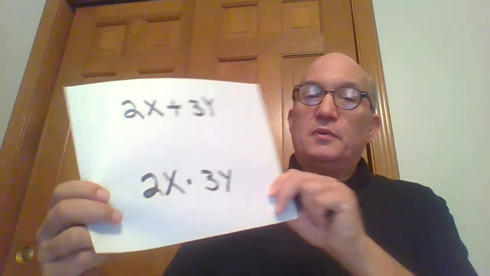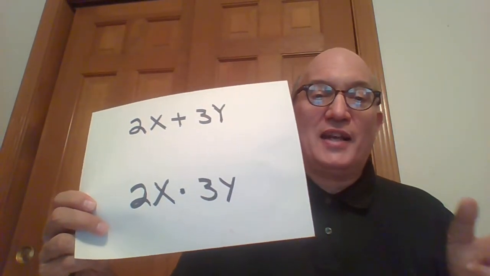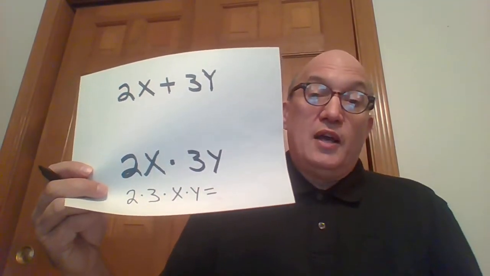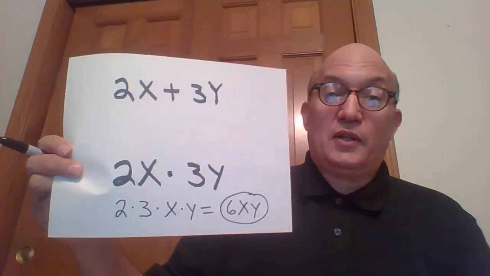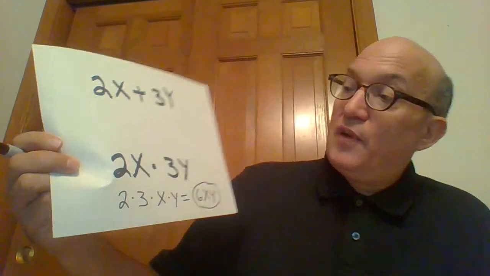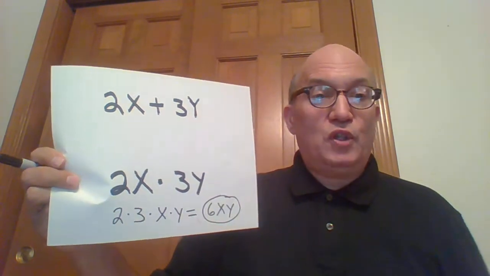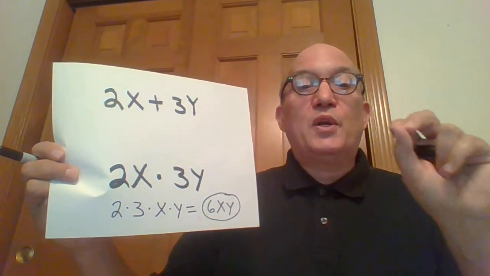Well, 2x times 3y can be simplified a little bit because, again, it's four numbers being multiplied together. It's 2 times 3 times x times y. And we can simplify the 2 times 3 to 6 and get 6xy. So that one actually can be simplified. 2x times 3y can be simplified to 6xy. But the 2x plus 3y, we just can't add them. They are not what we call like terms.